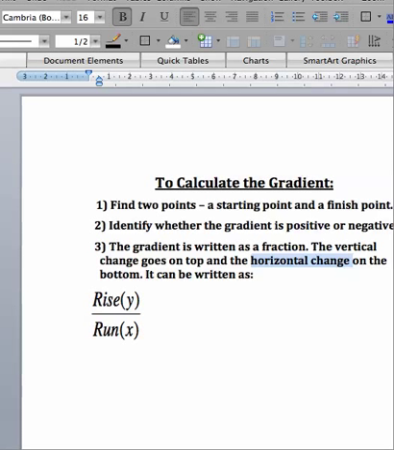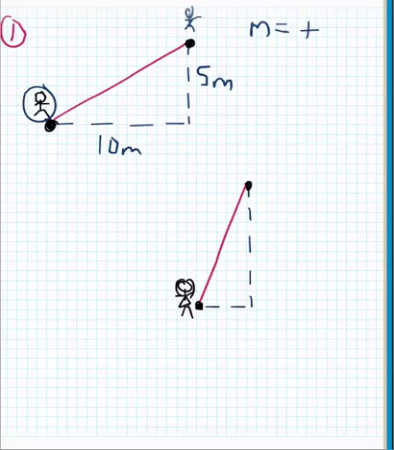You'll understand this a bit better when we actually calculate the gradient of a line on a graph. But for now, what we have to do is get our value that goes on top and our value that goes on the bottom. And we have our gradient. So let's do that. Let's write our formula again. Gradient means change in y over change in x, or vertical change over horizontal change. And the easiest way to write it is rise over run. That's what you'll see quite often, so I'll use that one.